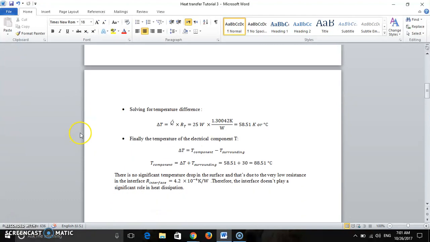Finally, in order for us to calculate the temperature of the electrical component, delta T is equal to the T of the component, which is the higher one, minus the T of the surrounding. So if we solve for T of the component, we will find that it's equal to delta T plus T of the surrounding. If we do the math, the final temperature of the electrical component will be 88.51 degrees Celsius.